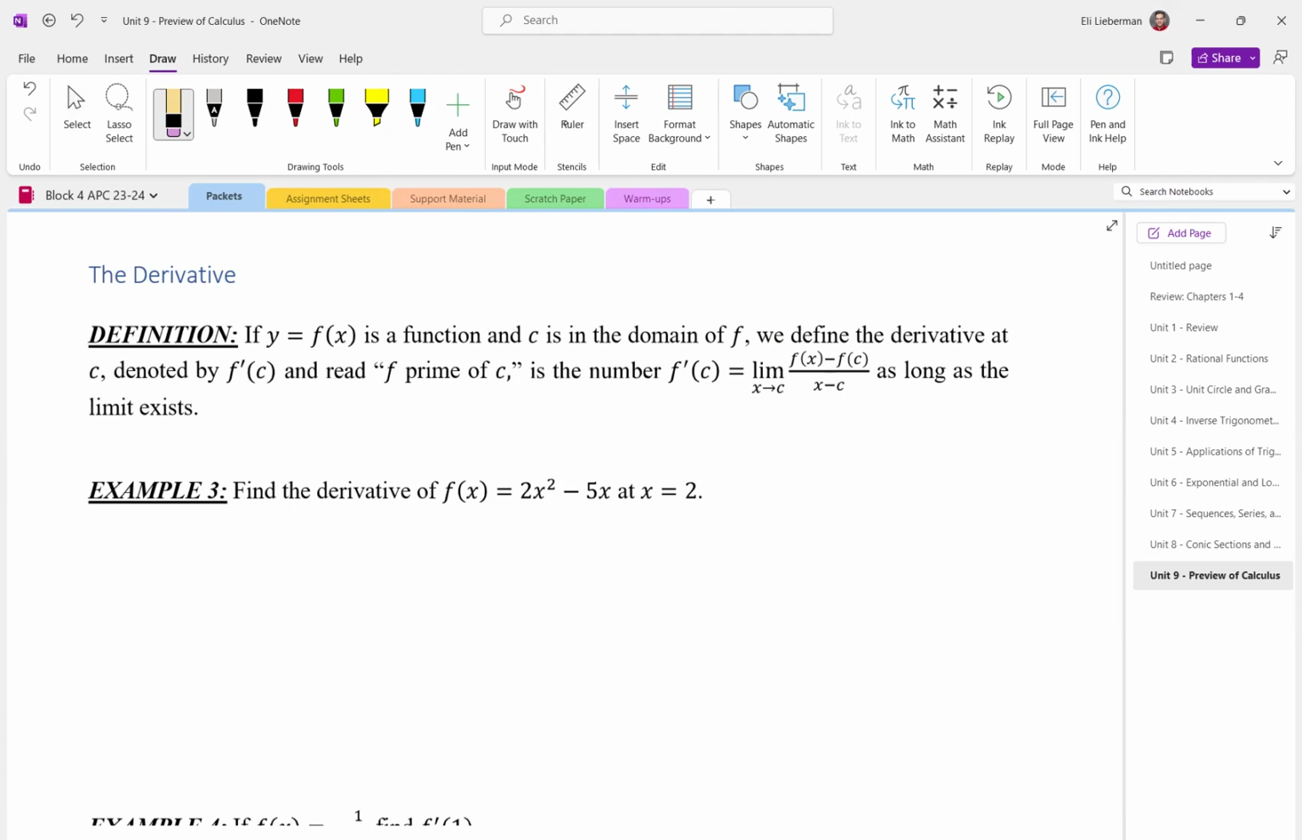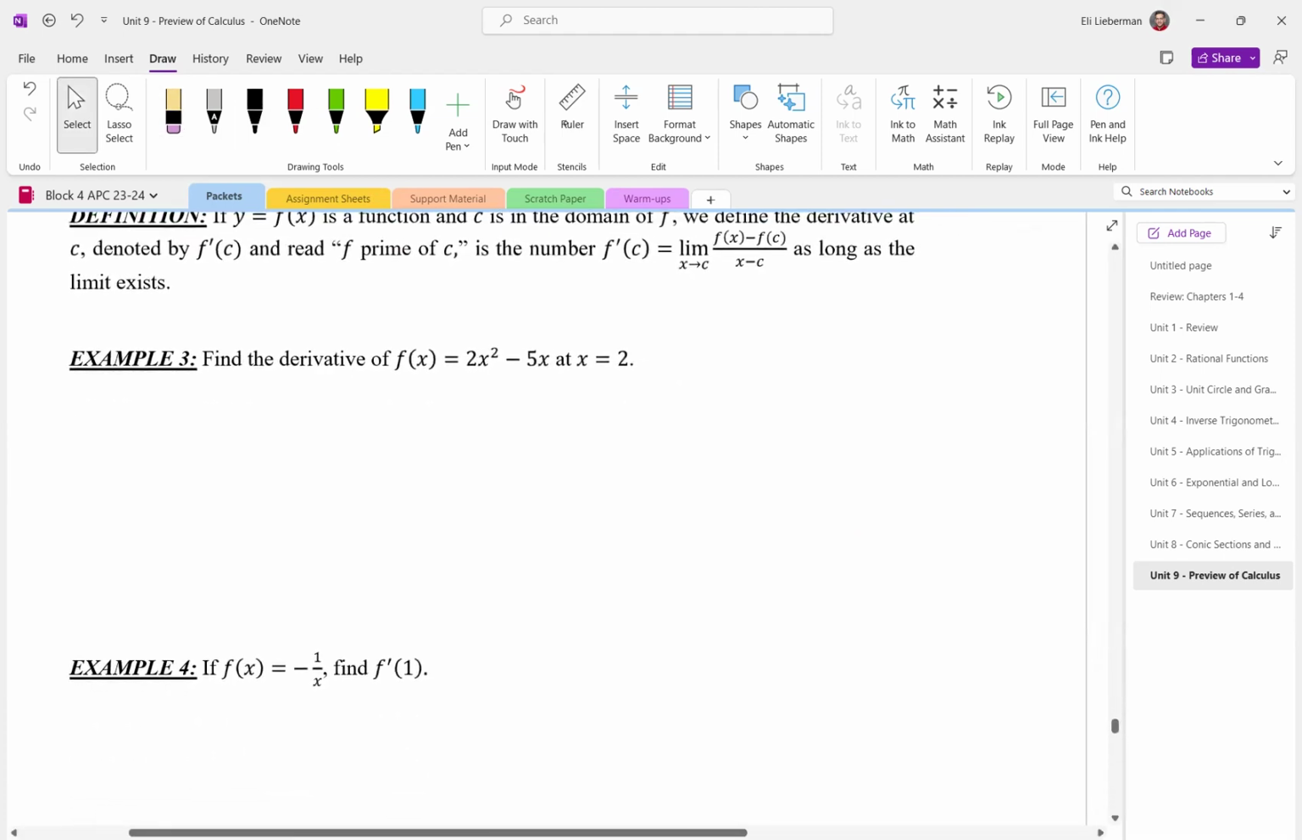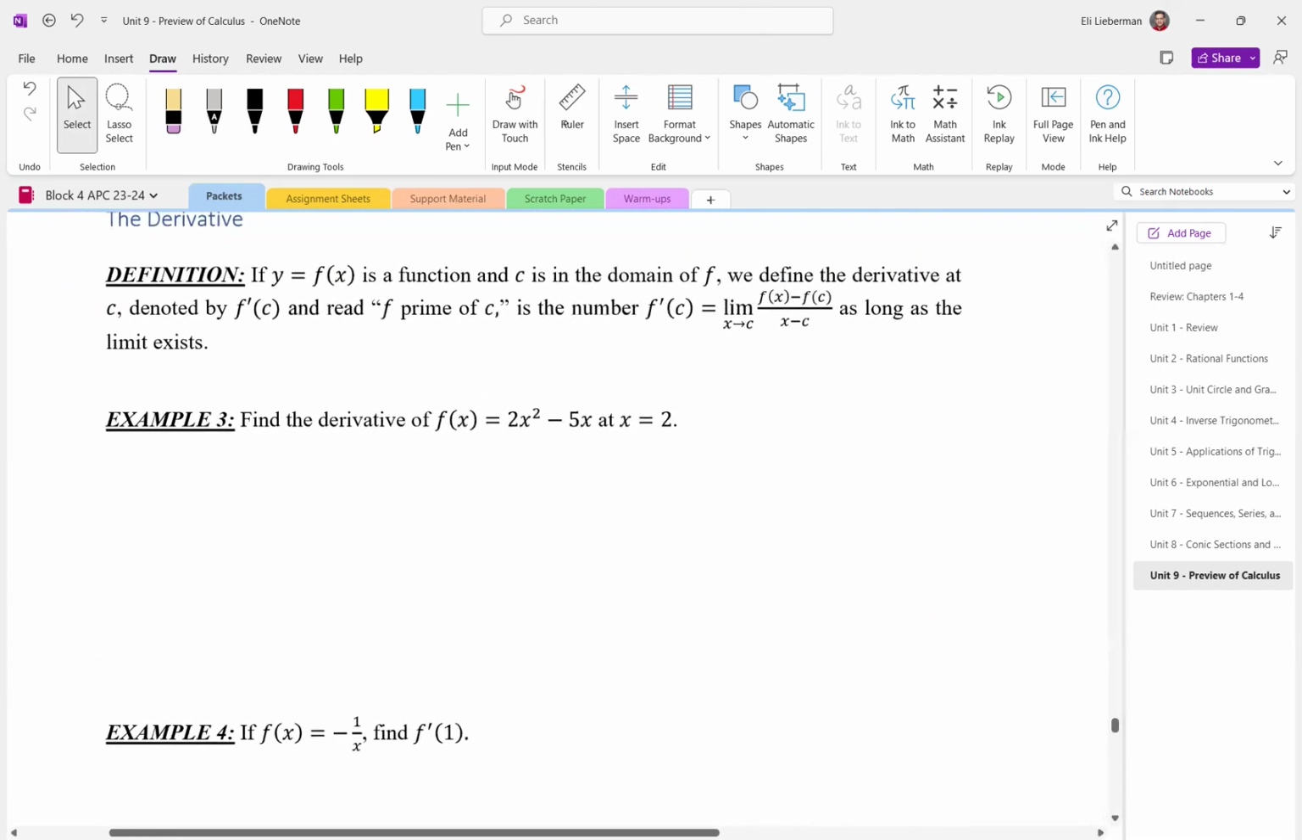All these things come together. So we just look at the slope of the secant line, and then take the limit as x approaches c. So if we're looking for the derivative of this, should we graph this function? Let's see if we can already make it happen. For the derivative, we're looking for f prime of 2.